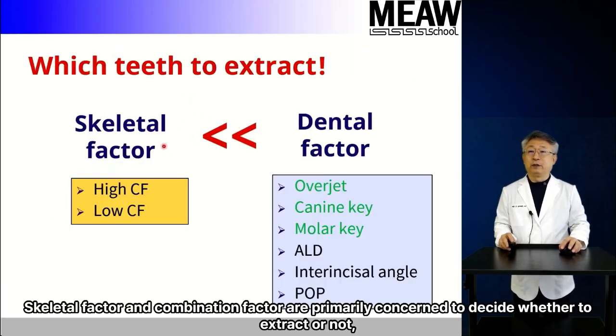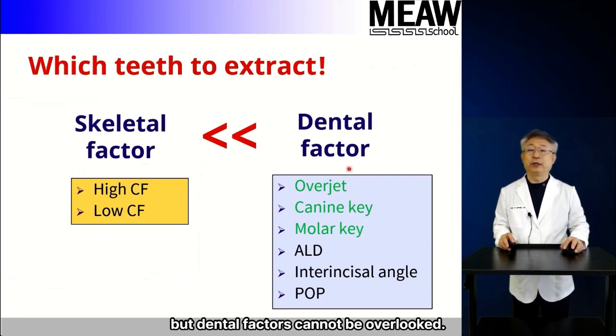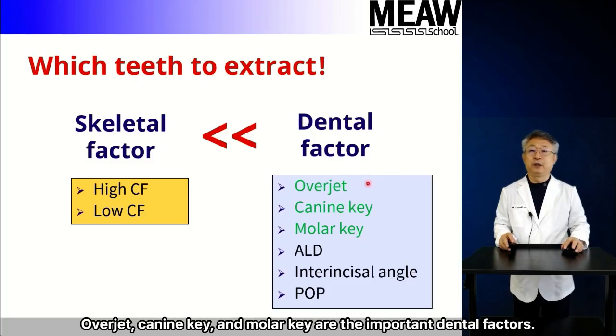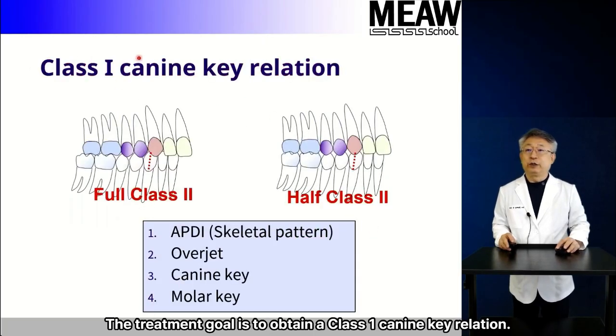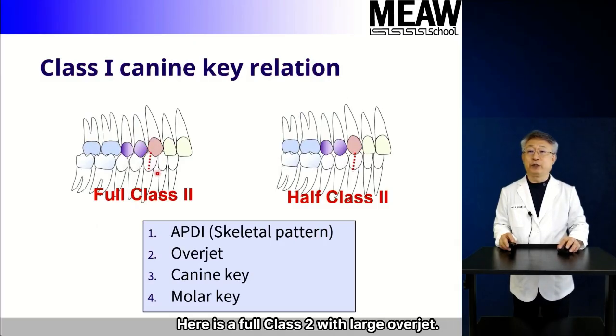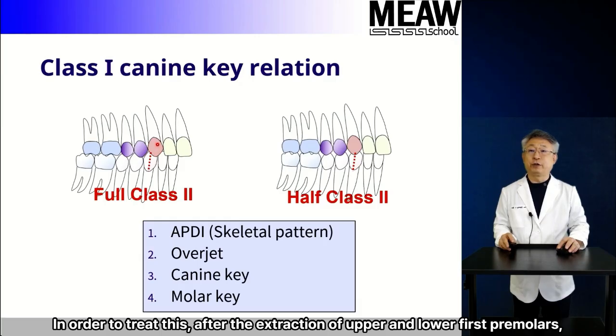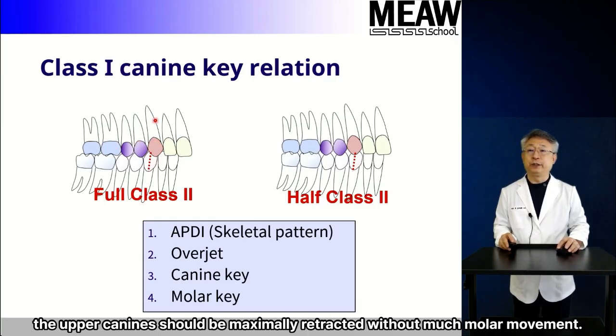Skeletal factor and combination factor are primarily concerned to decide whether to extract or not, but dental factors cannot be overlooked. Overjet, canine key, and molar key are the important dental factors. The treatment goal is to obtain a Class I canine key relation. Here is a full Class II with large overjet. In order to treat this, after the extraction of upper and lower first premolars, the upper canines should be maximally retracted without much molar movement.